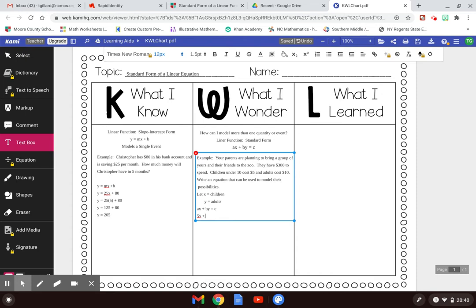The adults are $10 a piece. And we said Y is going to represent the adults. So we're going to put our 10 with the Y because each adult is changing by $10. And then the total amount of money that our parents have to spend is $300. So that is how we model more than one quantity or event happening at the same time.